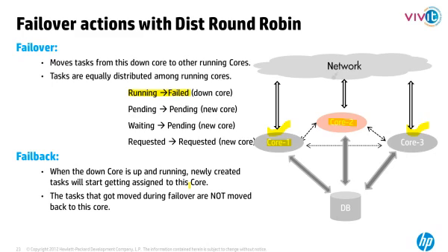Failback: we have an automatic failback for Roundrobin also. What happens is, once the down core, core 2, is up, it becomes part of the whole topology, and all the new tasks will be associated to all 3 cores. But the tasks that already got moved away from core 2, just because core 2 is up, we are not going to reassign them. All the new tasks will start getting assigned to core 2 also. That's the difference. So that's about the failure actions with the distributed Roundrobin.